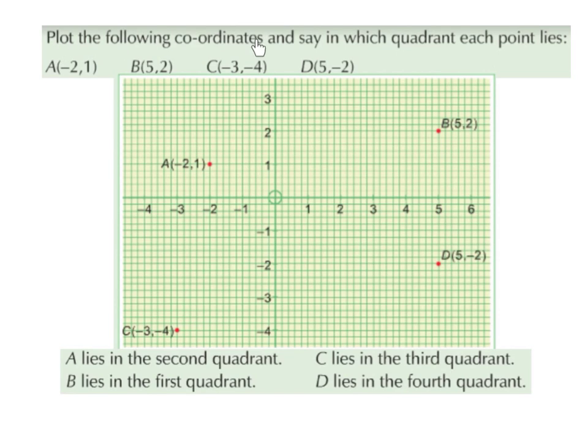Plot the following coordinates and say in which quadrant each point lies. So our first point is A, and our x value is -2, and our y value is 1.